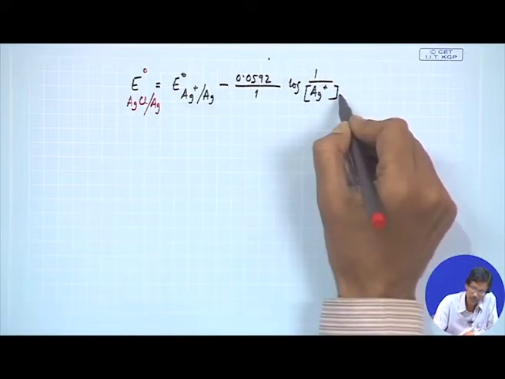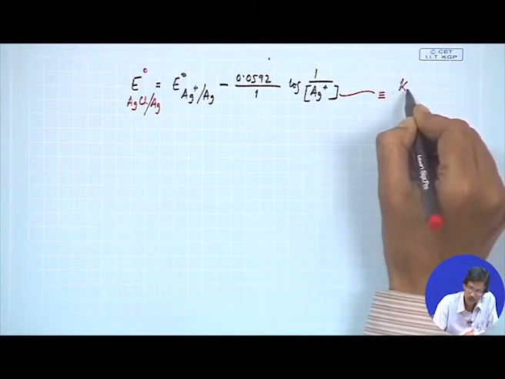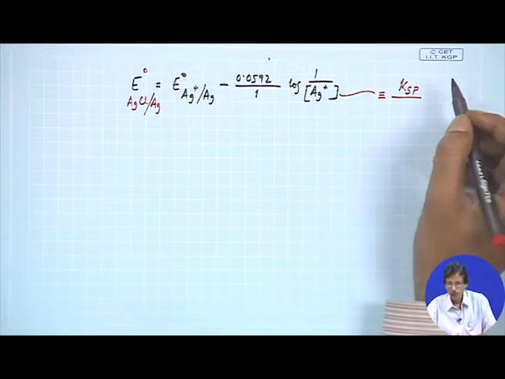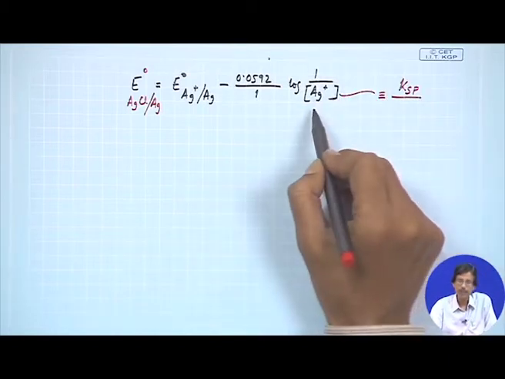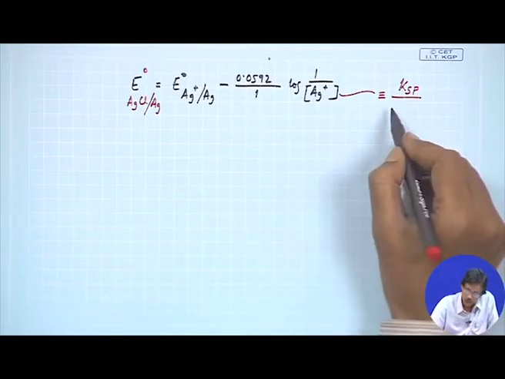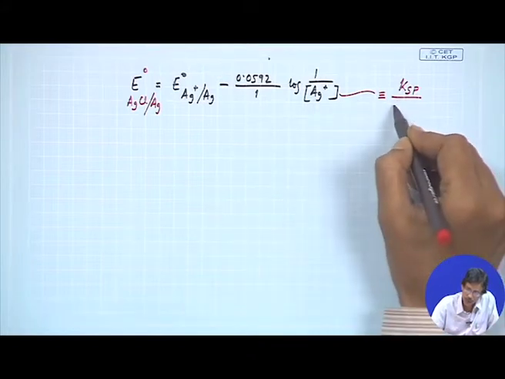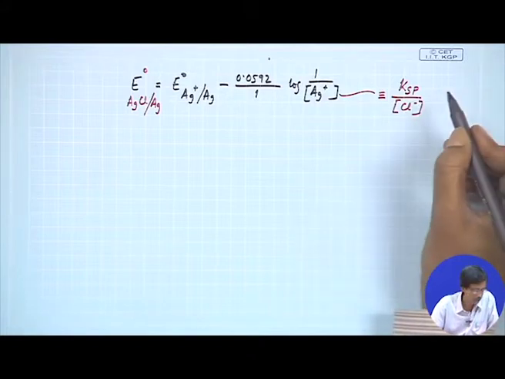That means this will be equivalent to your solubility product constant value, the Ksp value. We all know that the Ksp value is nothing but the product of the concentration of the silver ion and that of your chloride ion concentration. So, this silver ion concentration will be equal to your Ksp value divided by the concentration of your chloride ion.